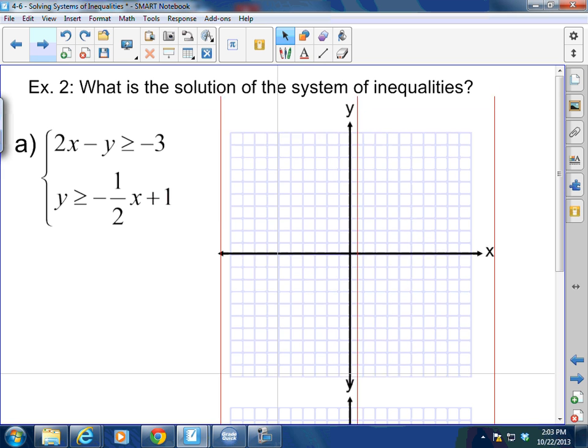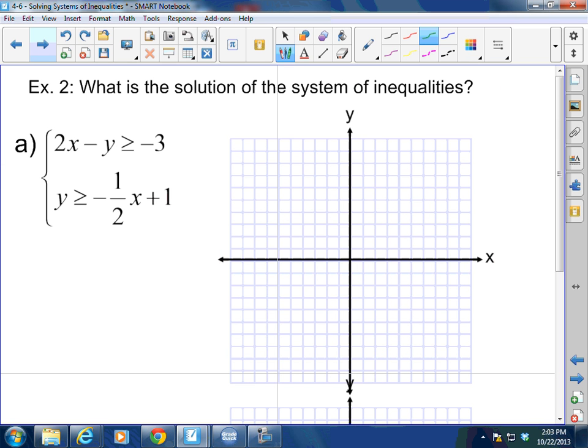Sorry, let me just move this down a little bit. All right, so same thing. Let's solve for y. I'm going to subtract 2x to both sides and divide by a negative. But what happens when I divide by a negative? What happens to the inequality sign? So remember, this should turn out to be y is less than or equal to 2x plus 3. Please do that. Make sure you guys understand that. And then the second one is already solved for you.